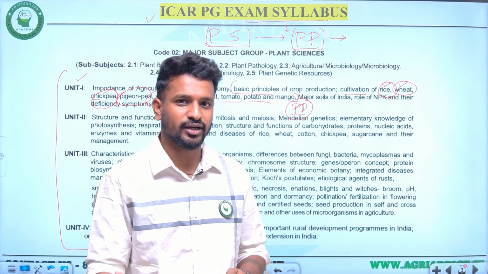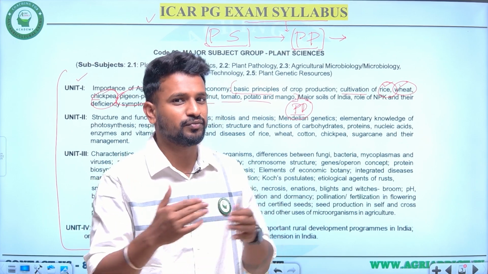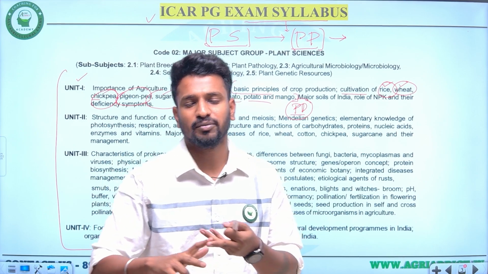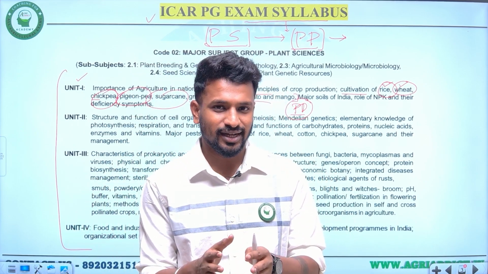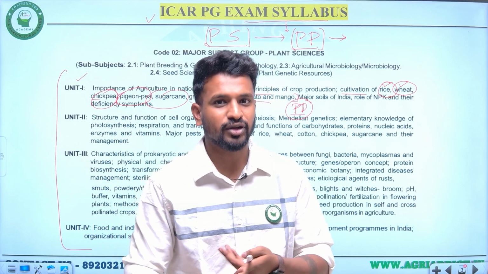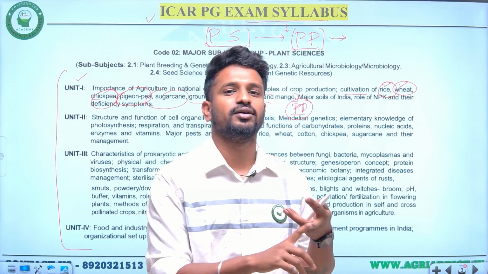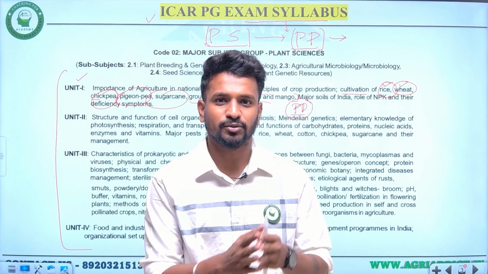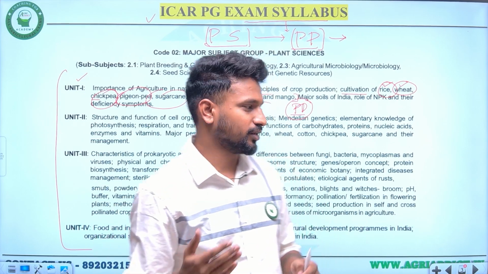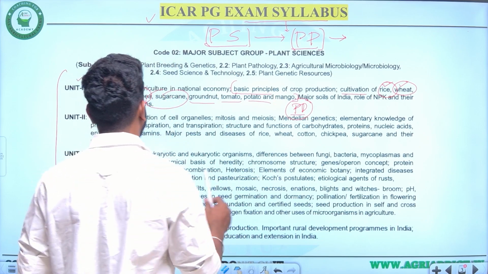Even within the 25 to 30, you can prioritize the top 10, top 15. You have to go through all the major pulses, oil seeds, and cereals first, and next go for some of the very important vegetable crops and fruit crops. This is how you can differentiate and prioritize the crops before you read them. So this is the first unit.